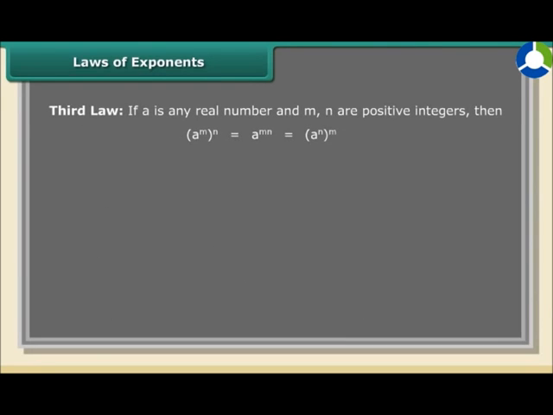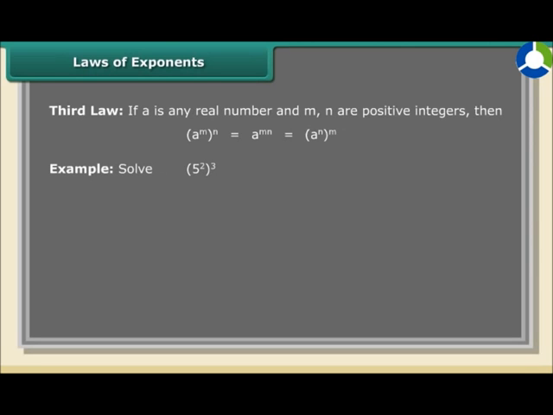If a is any real number and m, n are positive integers, then (a^m)^n is equal to a^(mn), which equals (a^n)^m.